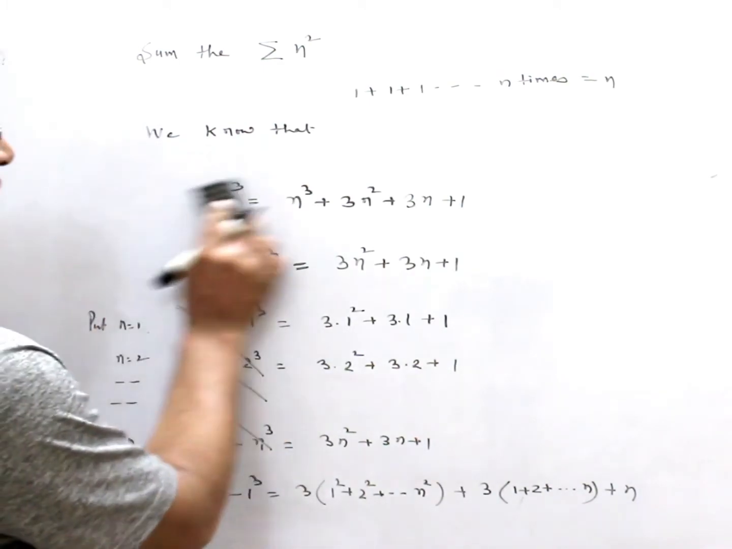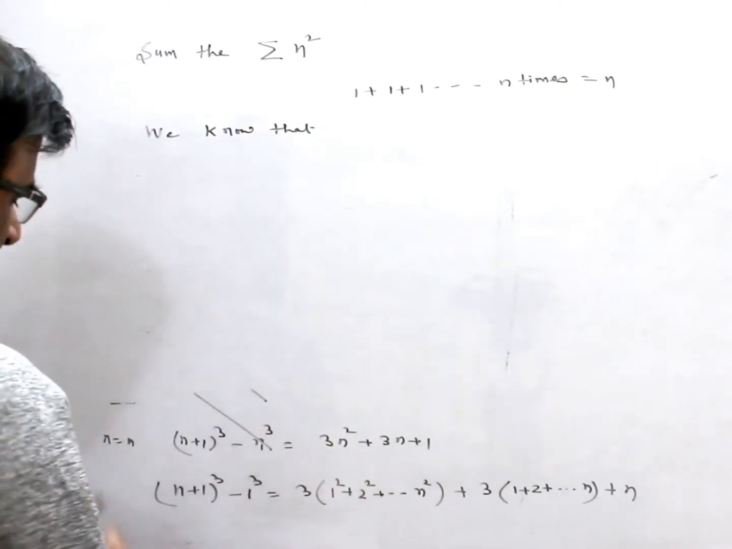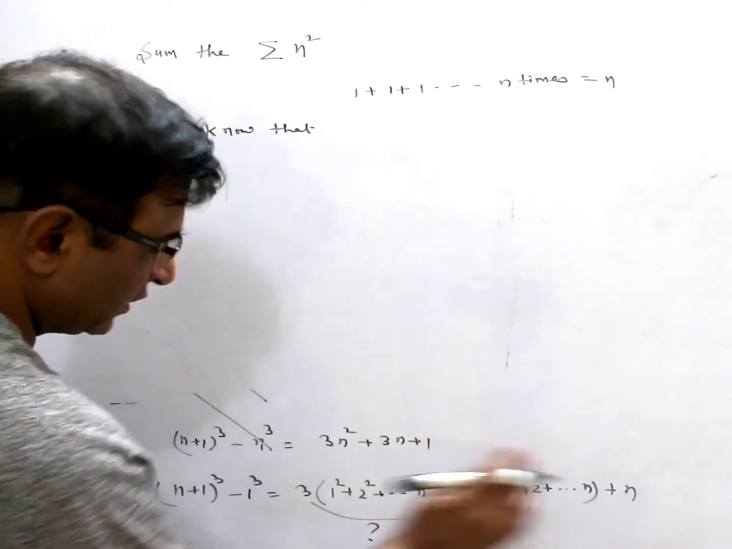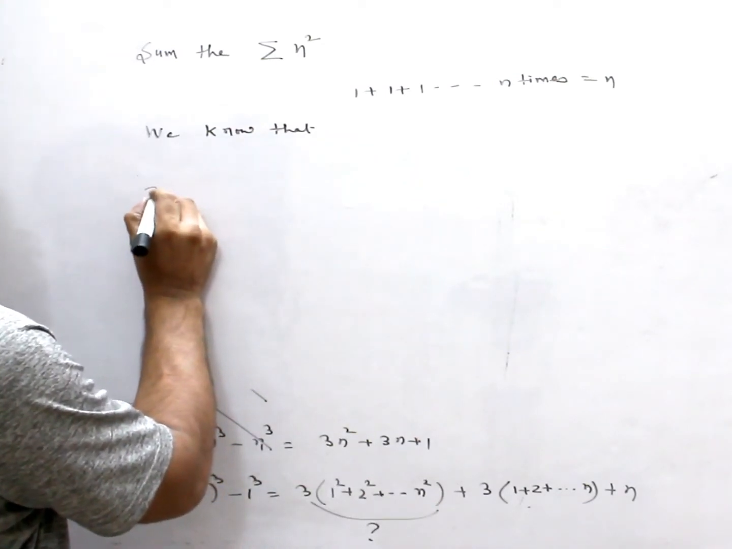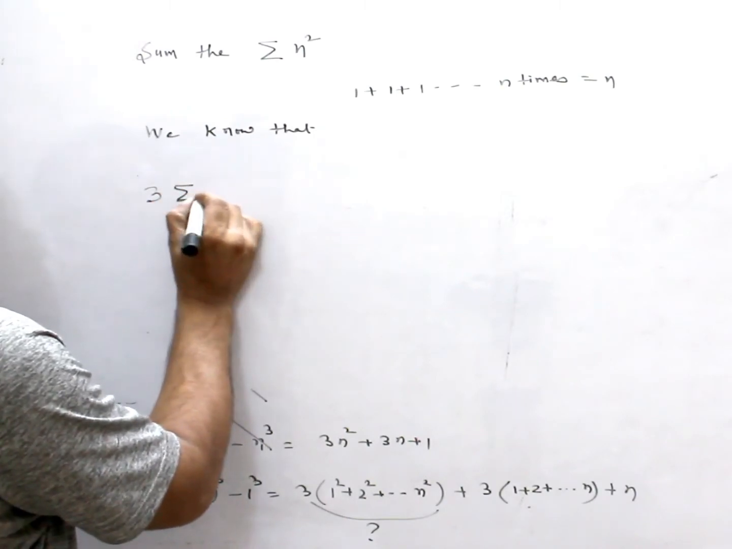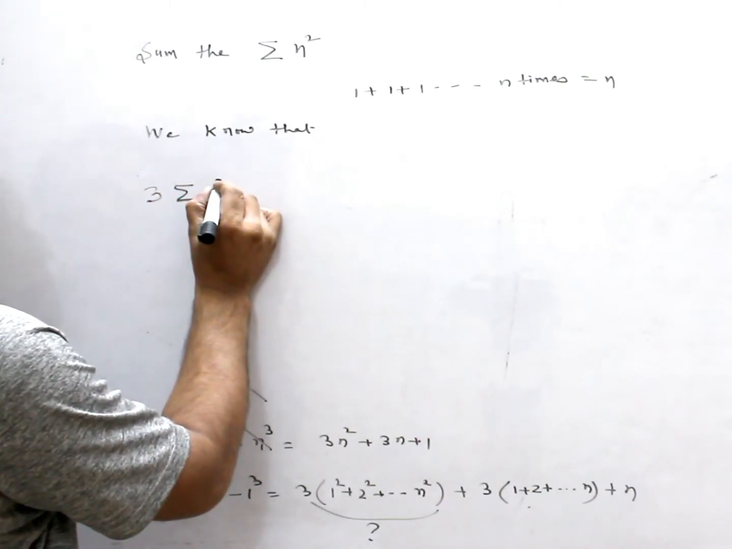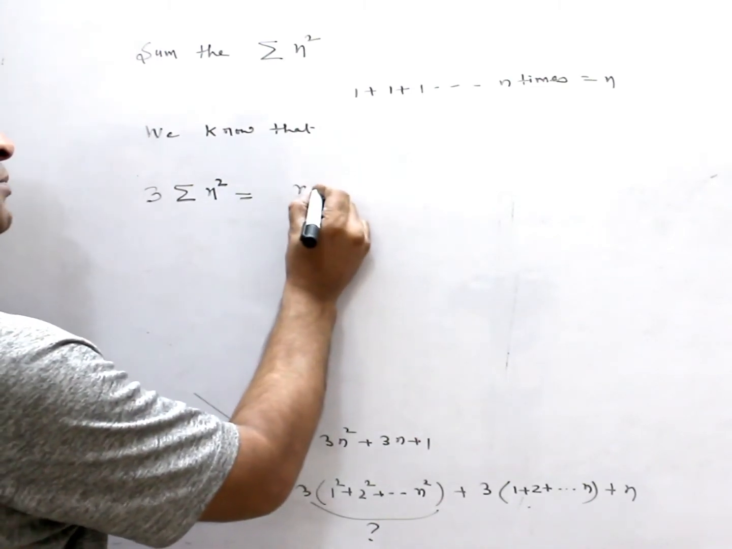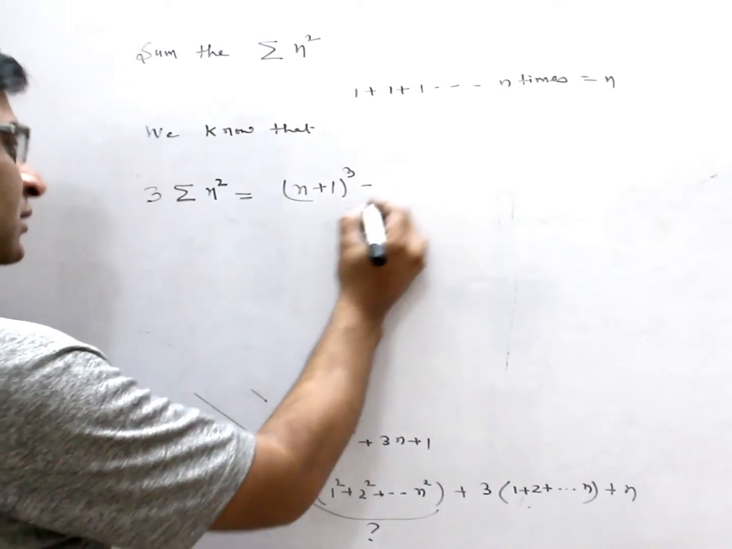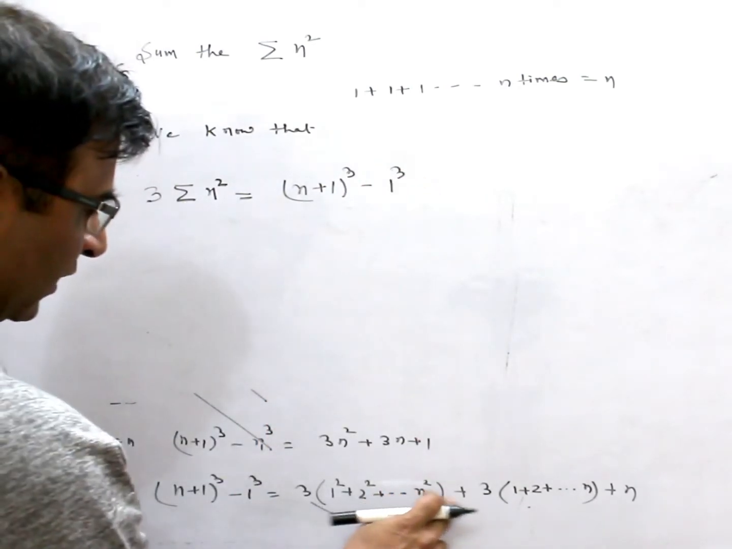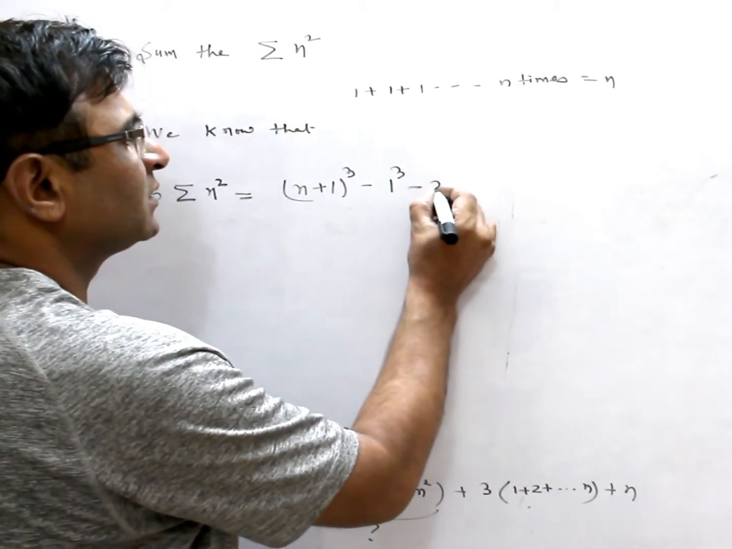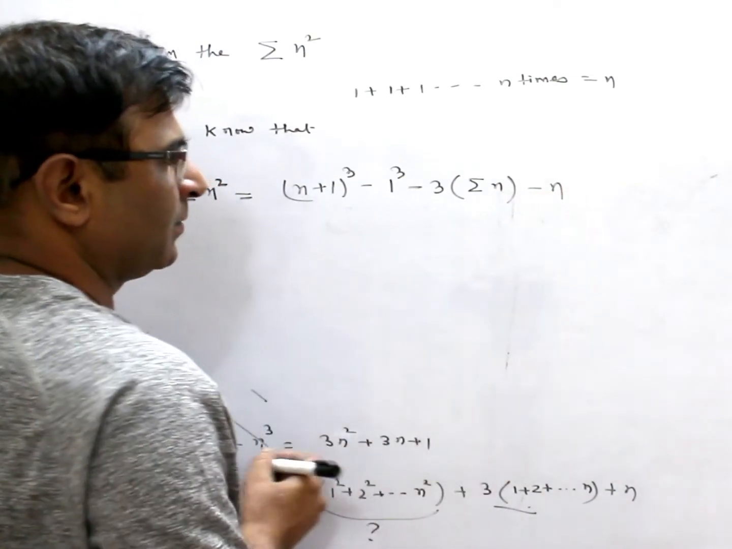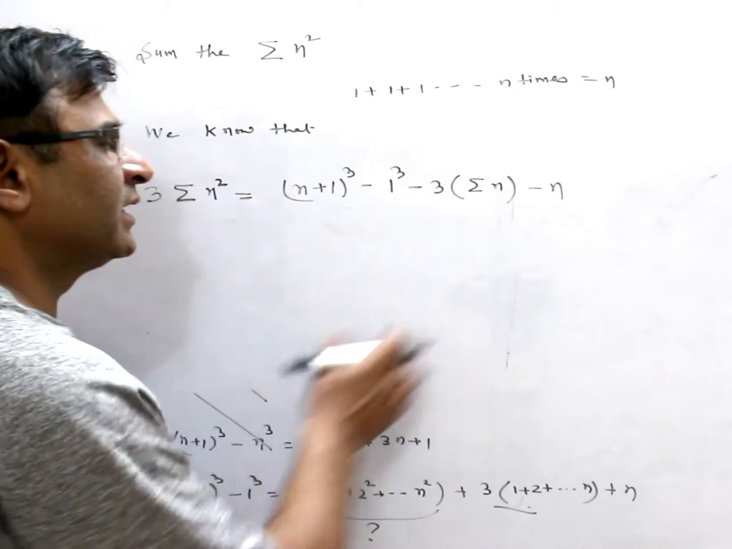Now what do we get? We have to calculate this value; this we know, this we know. So I write 3 into sigma n square, this I take, equal to (n plus 1) cube minus 1 cube, and because this term I take to this side, minus 3 into sigma n and minus n. This n also went to the left side.